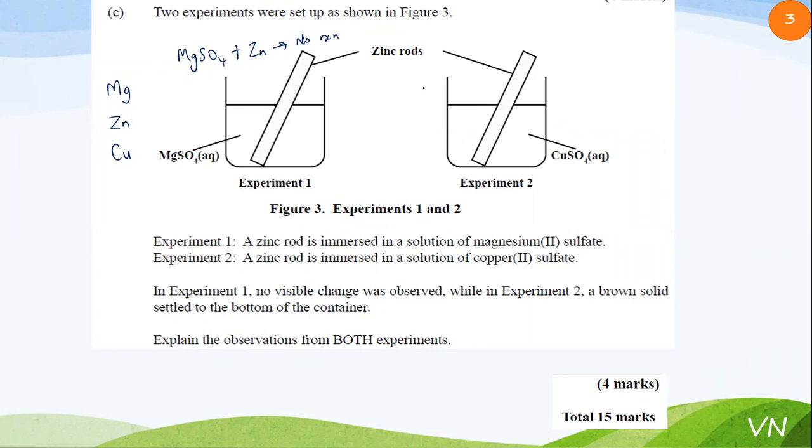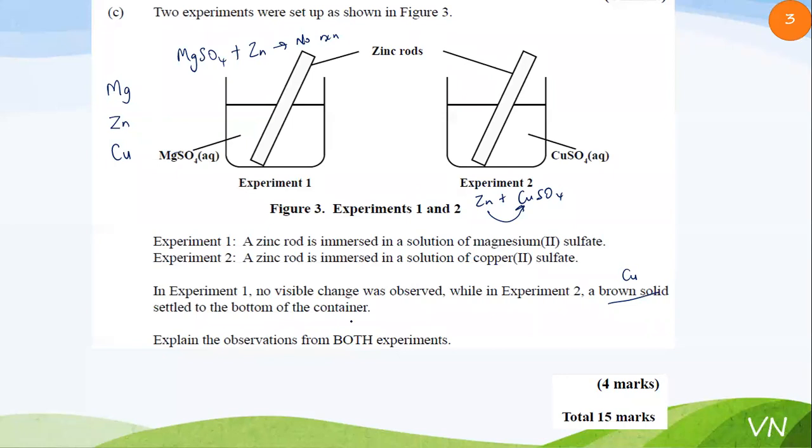But in the other experiment, where we have zinc plus copper sulfate solution, zinc is higher than copper in the reactivity series, so zinc can displace copper and will form zinc sulfate plus copper, and that is the brown solid the observation is telling us about. So that brown solid is copper being displaced by zinc in the copper(II) sulfate solution.